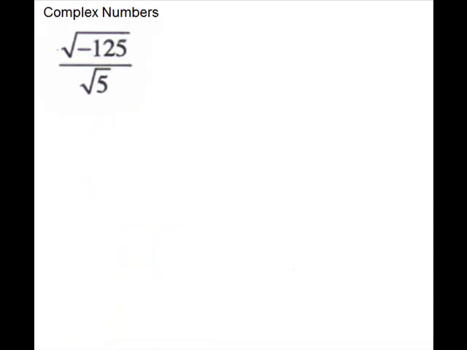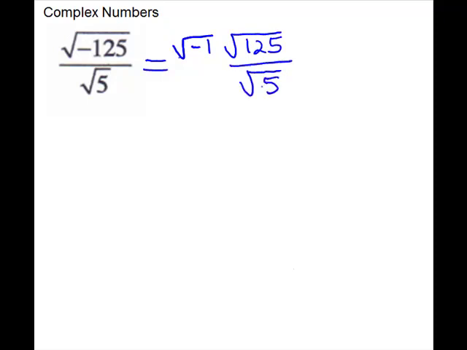For this problem, first we should take care of that i. So we'll pull the i out. So square root of -1 times the square root of 125 over the square root of 5. I would put these back under one radical because they have something in common. They have a 5 in common.